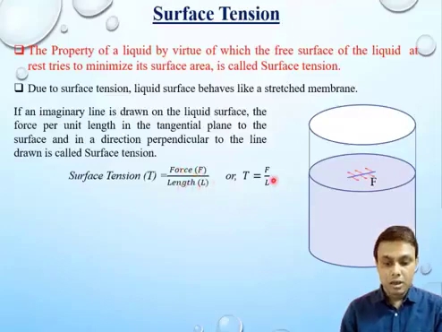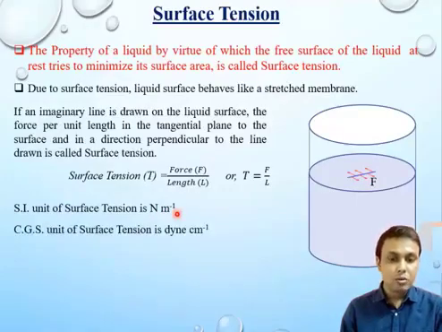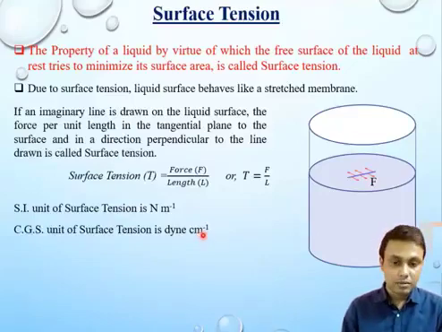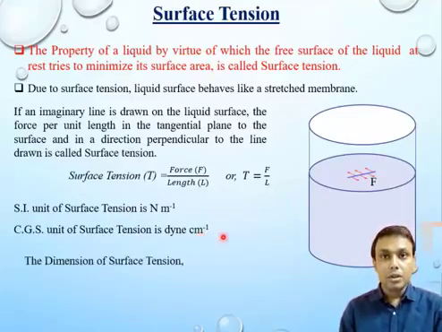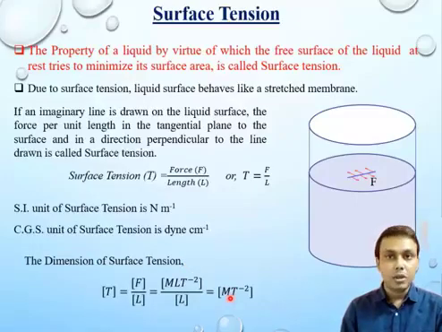So the expression of surface tension is T equal to force over length. The SI unit of surface tension is Newton per meter. In CGS unit it will be dyne per centimeter. Now the dimension of surface tension is given by M T to the power minus 2.